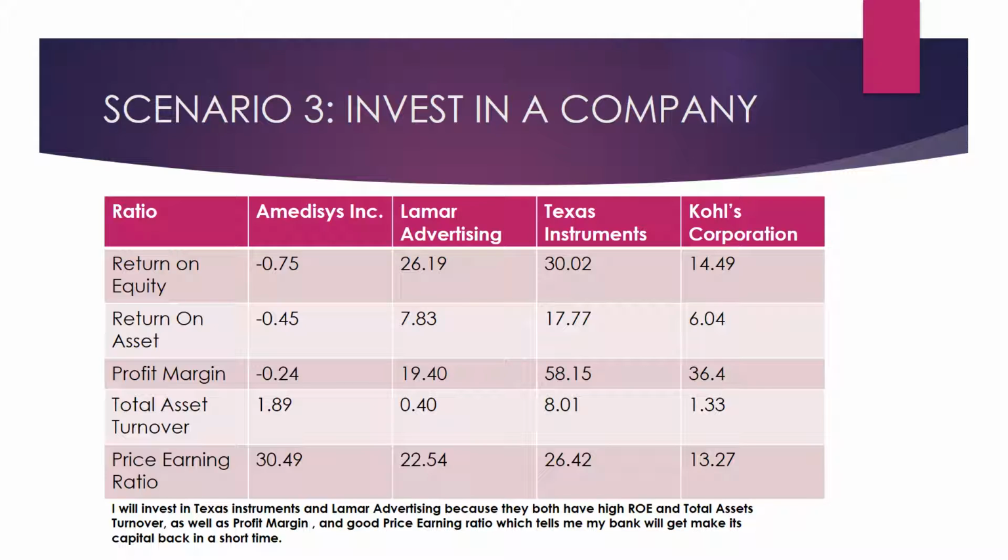In this category, I would invest in Texas Instrument because they have a high ROE, a high profit margin, and an okay price earnings ratio.